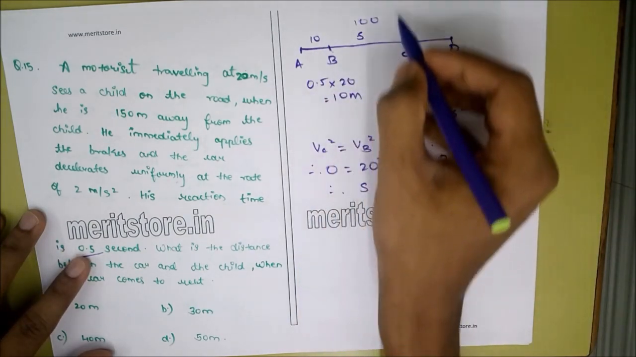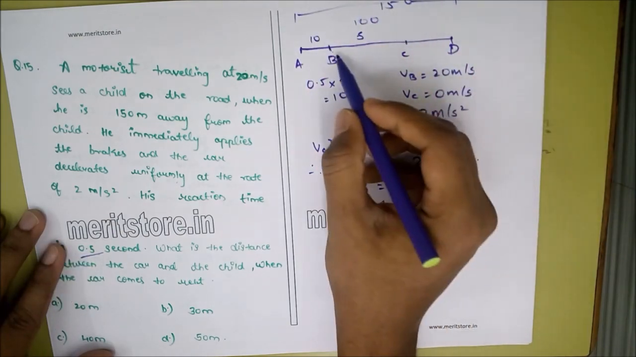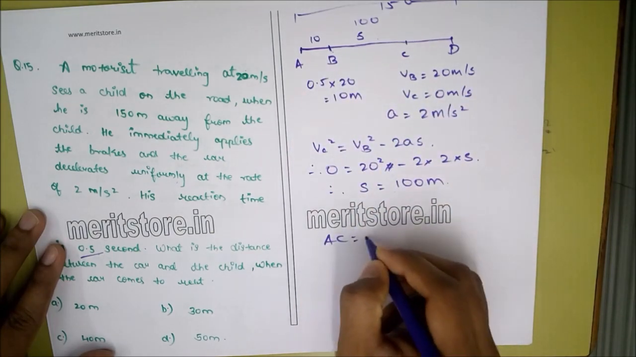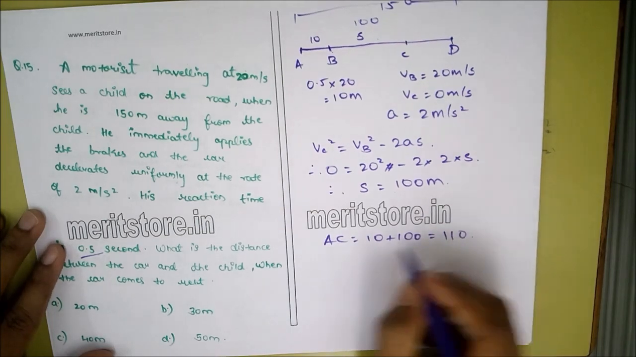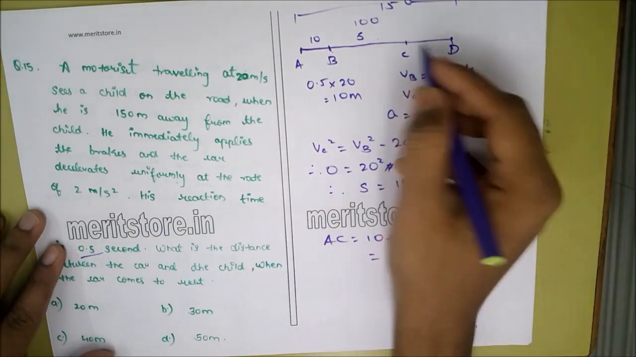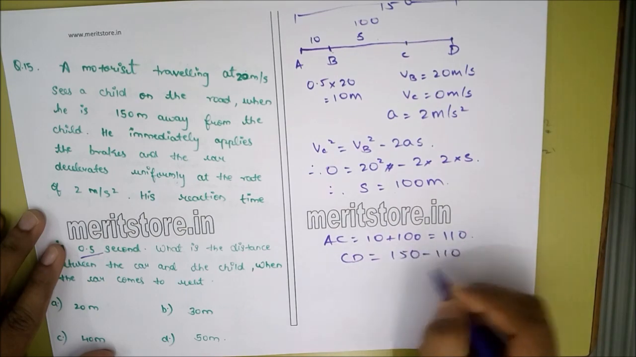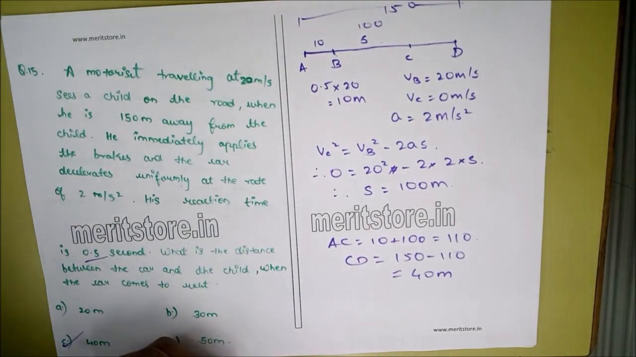So since the child is 150 meters away and he stops at C, the total distance traveled AC is 10 plus 100, which is equal to 110. And if you see, the value of CD would be 150 minus 110, which is 40 meters, and hence option C is the correct answer.